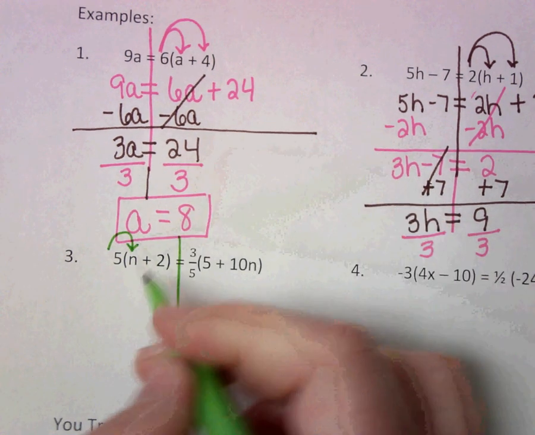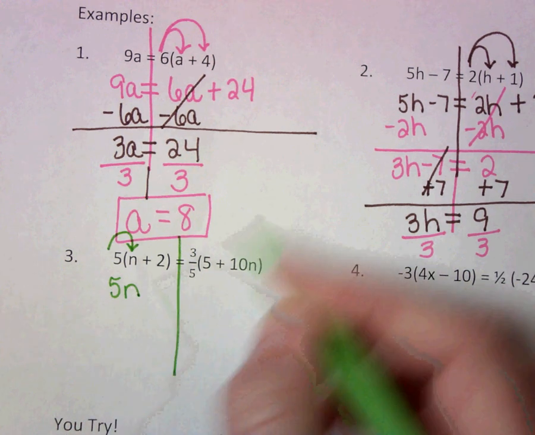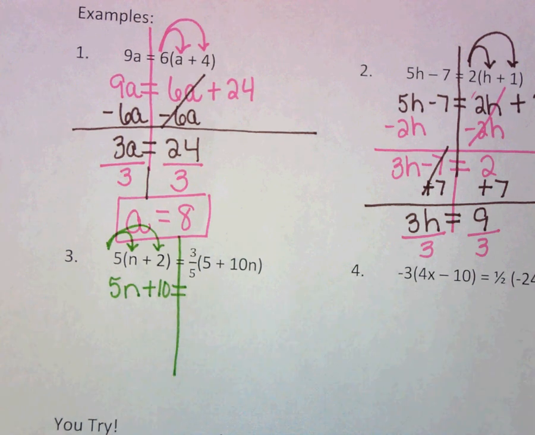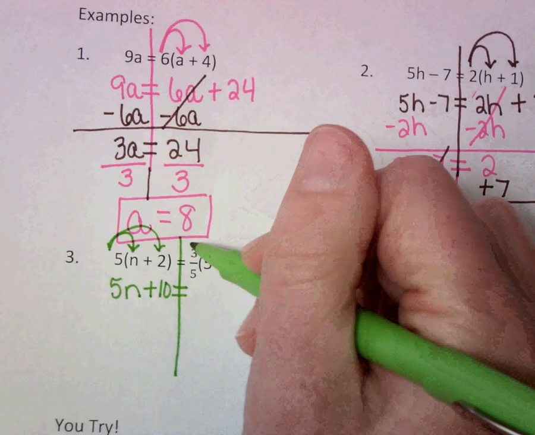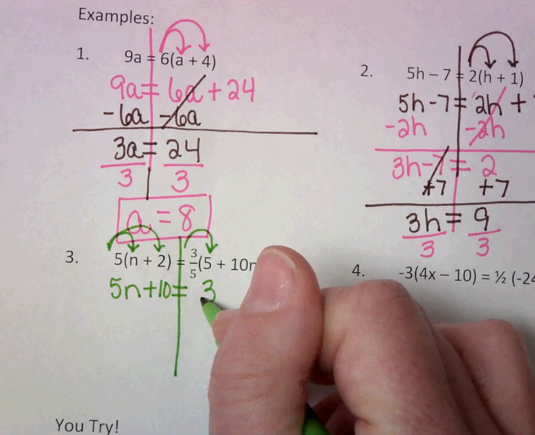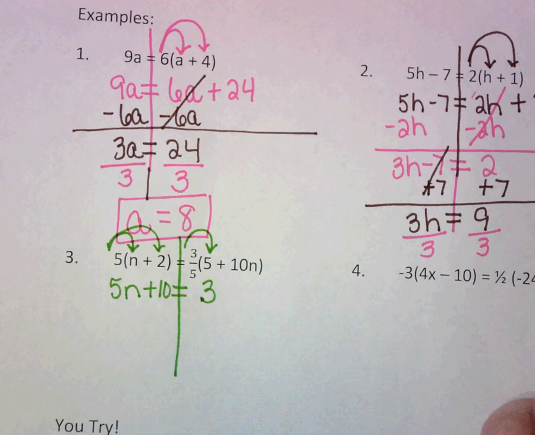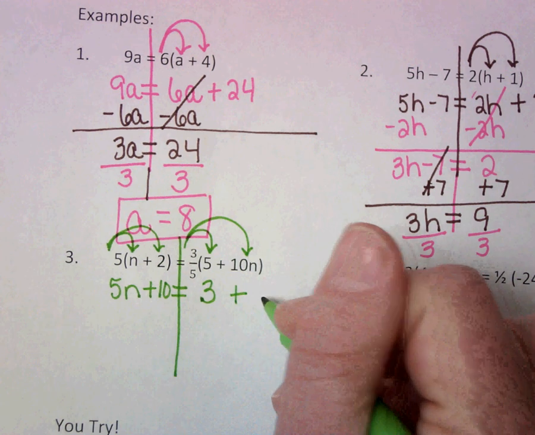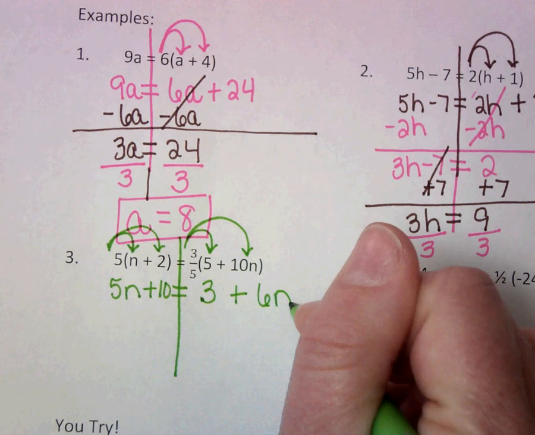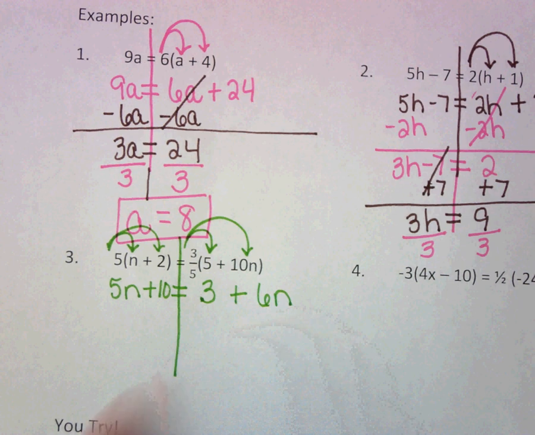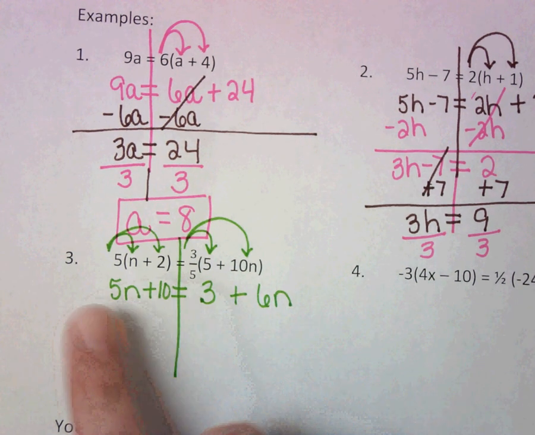5 times n is 5n. 5 times 2 is 10. Okay. On the right side, 3/5 times 5 is 3. Use your calculator if you need to confirm that. 3/5 times 10n is 6n. Okay, I'm doing that in my head, but you can very easily pick up a calculator and do those calculations. Okay, check for like terms. No like terms, no like terms.